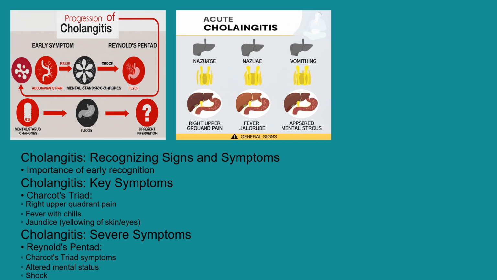Recognizing the signs and symptoms of cholangitis is essential for early intervention. The classic triad of symptoms, often referred to as Charcot's triad, includes right upper quadrant abdominal pain, fever with chills, and jaundice, a yellowing of the skin and eyes. A more severe form of cholangitis, known as Reynolds' pentad, includes Charcot's triad plus altered mental status and shock. Other symptoms may include nausea, vomiting, and dark urine. If you experience any of these symptoms, it's crucial to seek medical attention immediately.